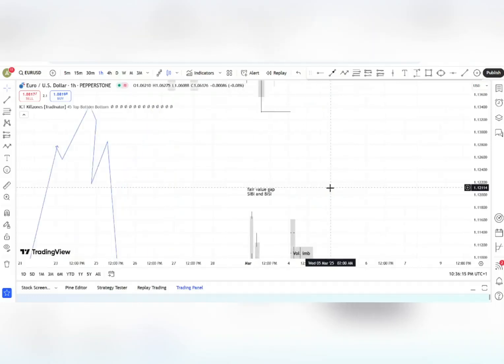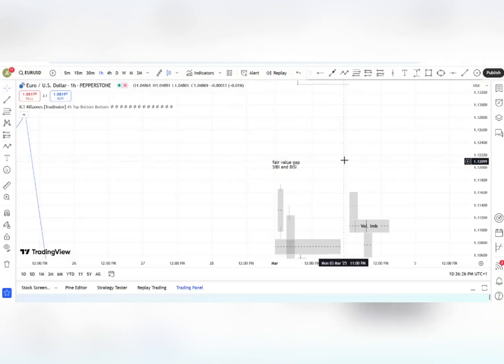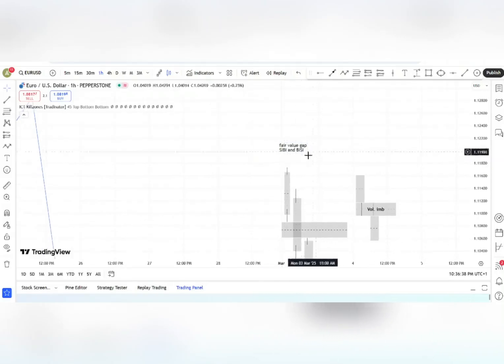We have the CB and the BC. So a fair value gap, like I said, is an imbalance in the market. The CB is the sell side imbalance, buy side inefficiency. And this is an abbreviation for the buy side imbalance, sell side inefficiency. So you see CB, BC. CB is for sell, and BC is buy.